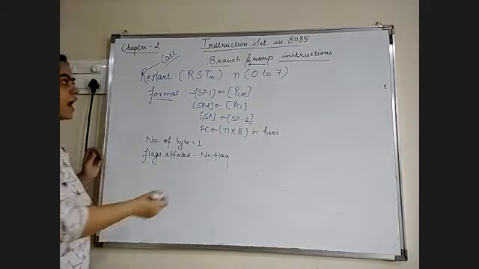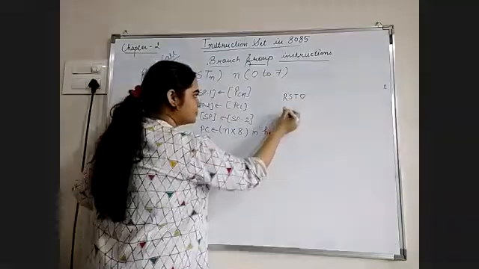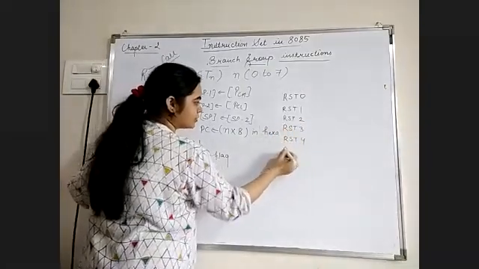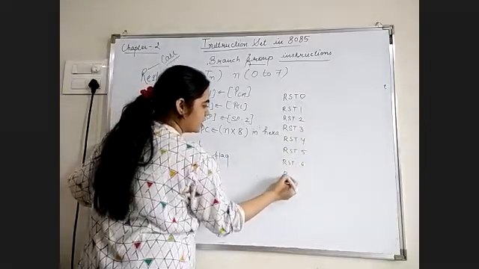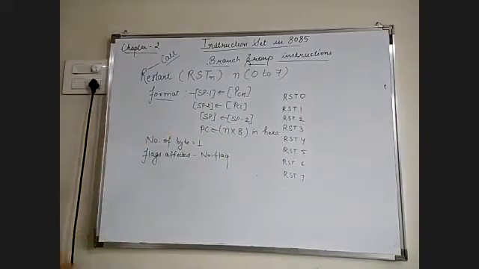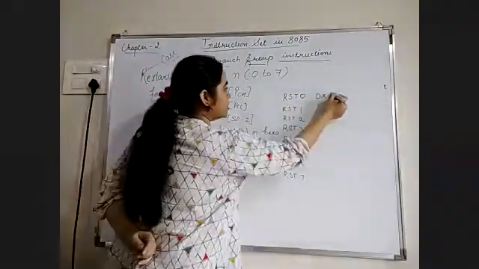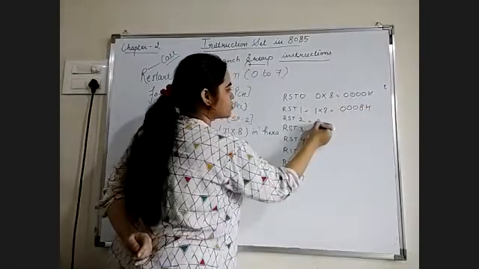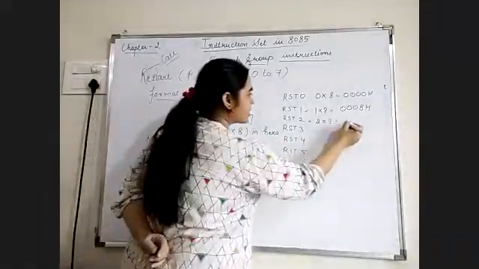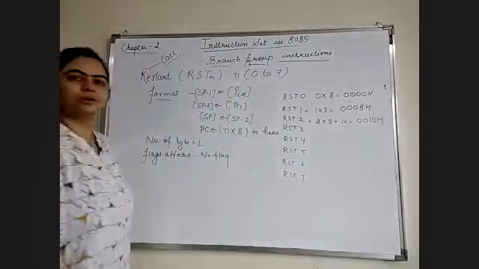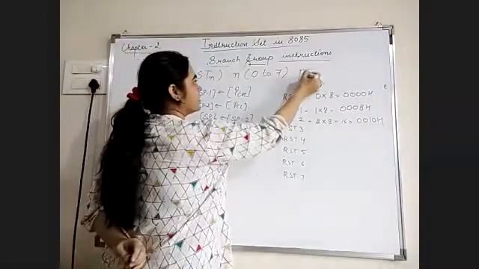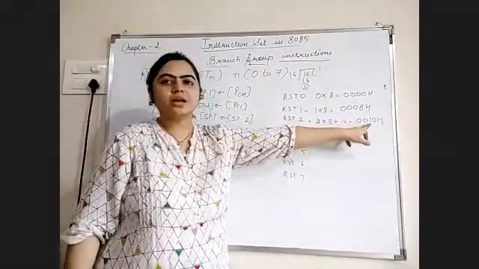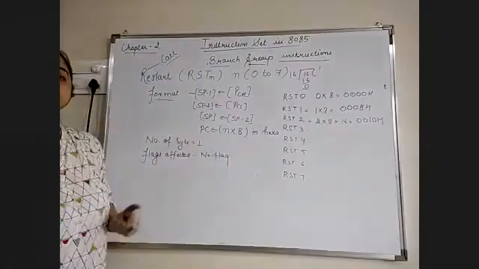Now see, we have RST0, then we have RST1, RST2, RST3, 4, 5, 6 and 7. Now calculate the vector address for all the 8 instructions. 0 into 8 is 0000H. 1 into 8 is 0008H. Next, 2 into 8 is 16. When we convert 16 into hexadecimal, it is 0010H. How? When we divide 16 by 16, the quotient is 1 and the remainder is 0. So we write 0, 0, then the quotient and then the remainder. So it will be 0010H.